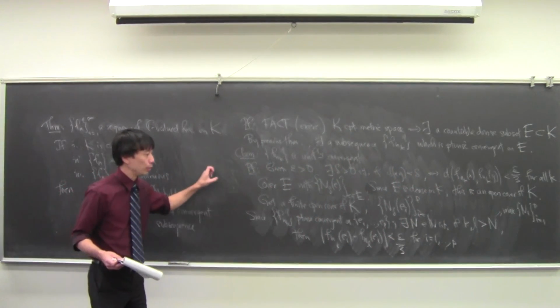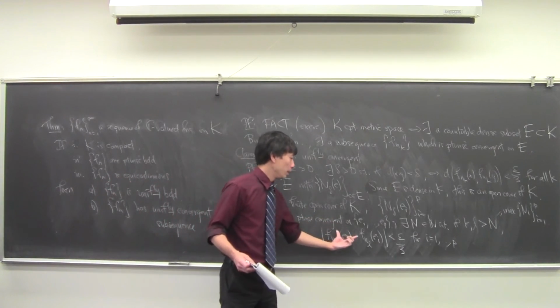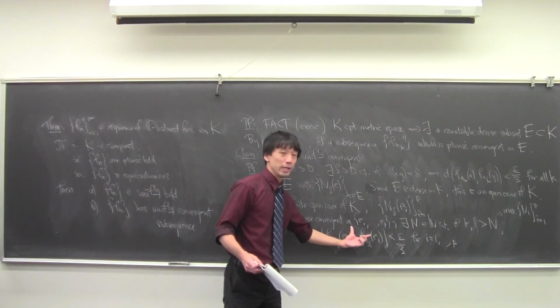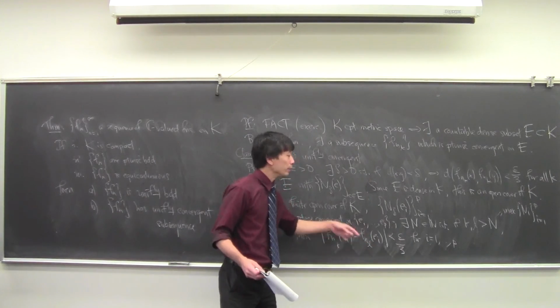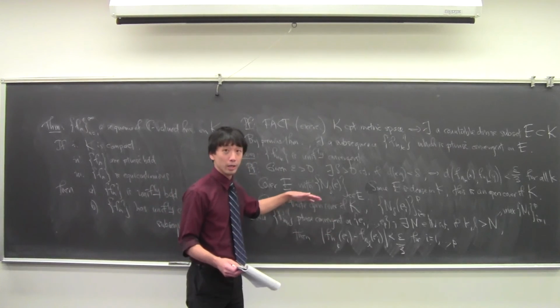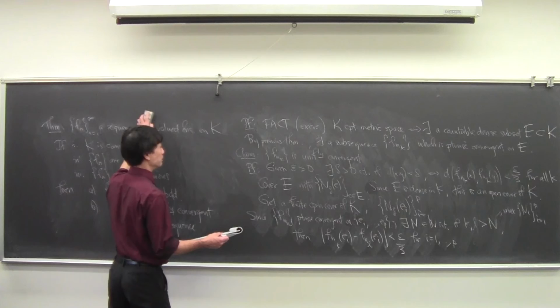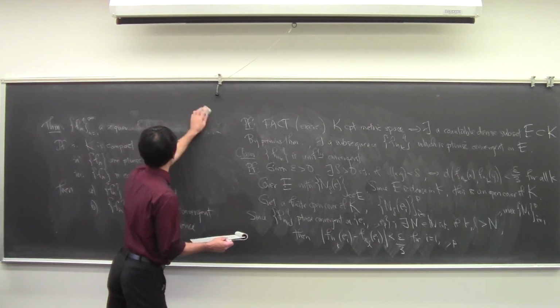Okay, so we can control the distance between these pairs of functions at each of those points, and then we use the equicontinuity to get this control on all of K. Okay, so let's do that here.